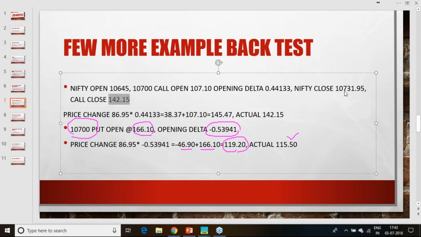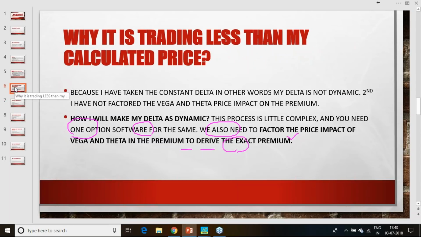Why does it happen so? Why has it not become exact? I have calculated, then what stopped the price? Where did my calculation go wrong so that it has not achieved the exact price? Because I have taken the delta as a constant factor. In the morning it opened, and I have taken the morning opening delta. So it is not a dynamic delta. I made the delta static. That is one of the factors where I missed between the calculation and the real values.